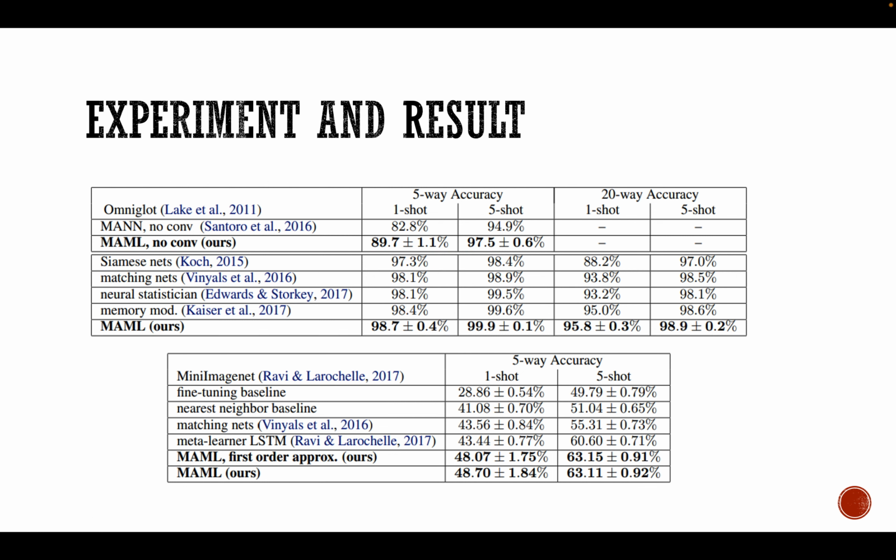With one shot, they had great improvement compared to the convolutional and recurrent models, or the MANN model. We can see that with one shot, we have increased the accuracy from 82.8% to 89.7%, and the same goes with 5 shots, where the accuracy is increased from 94.9 to 97.5.